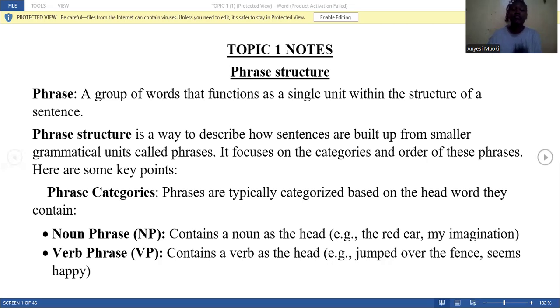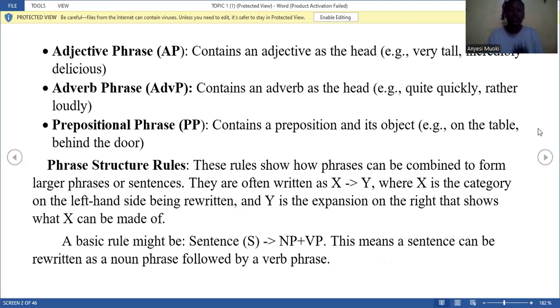And then you have the verb phrase, which contains a verb as the head, like jumped over the fence. Jumped is a verb which acts as a head word in the sentence. We have the adjectival phrases, written as the AP, which contain an adjective as the head, like very tall. Very is an adjective which acts as a head word in the sentence.